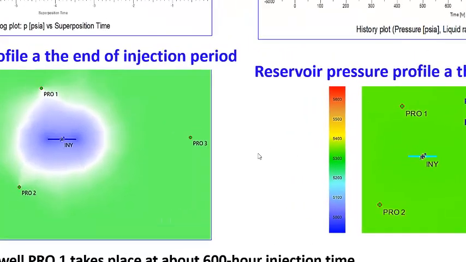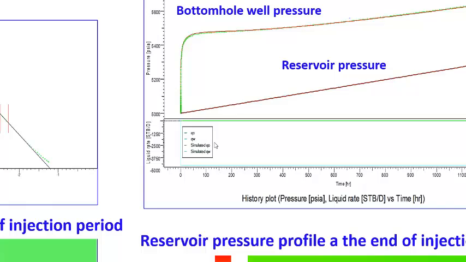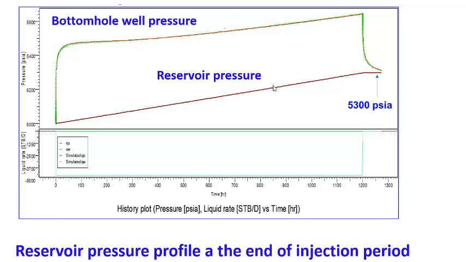Okay, we started at the beginning with 5,000, as you see here. Now we were able to increase the reservoir pressure 300 psi. So we got here.